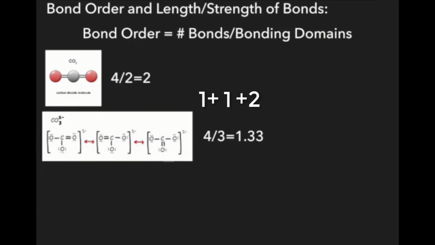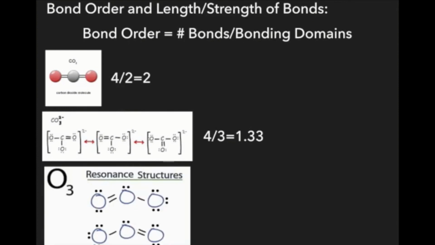will give me a bond order of 1.33. Okay. What if instead I have another resonance situation, but now I have just a double bond and a single bond? Well, I need to average those. So I've got a double bond, so a bond order of 2, plus a single bond, a bond order of 1, so that's 2 plus 1, which is 3, divided by the total number of bonding domains that I have, which is 2. So the average of that would be 1.5.